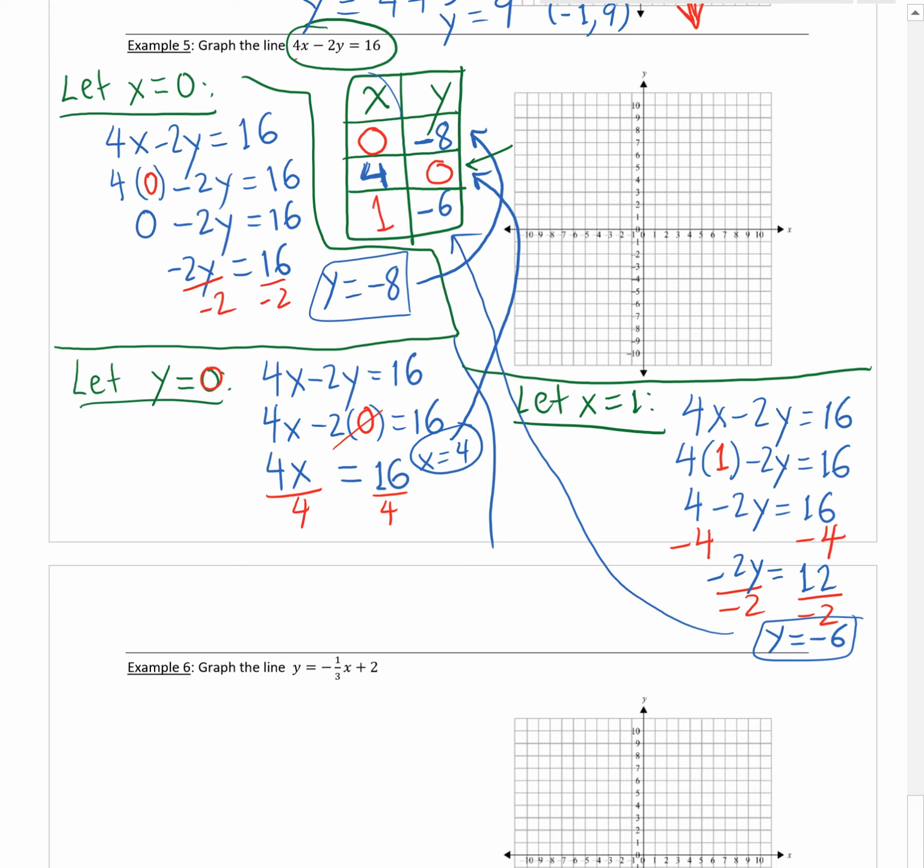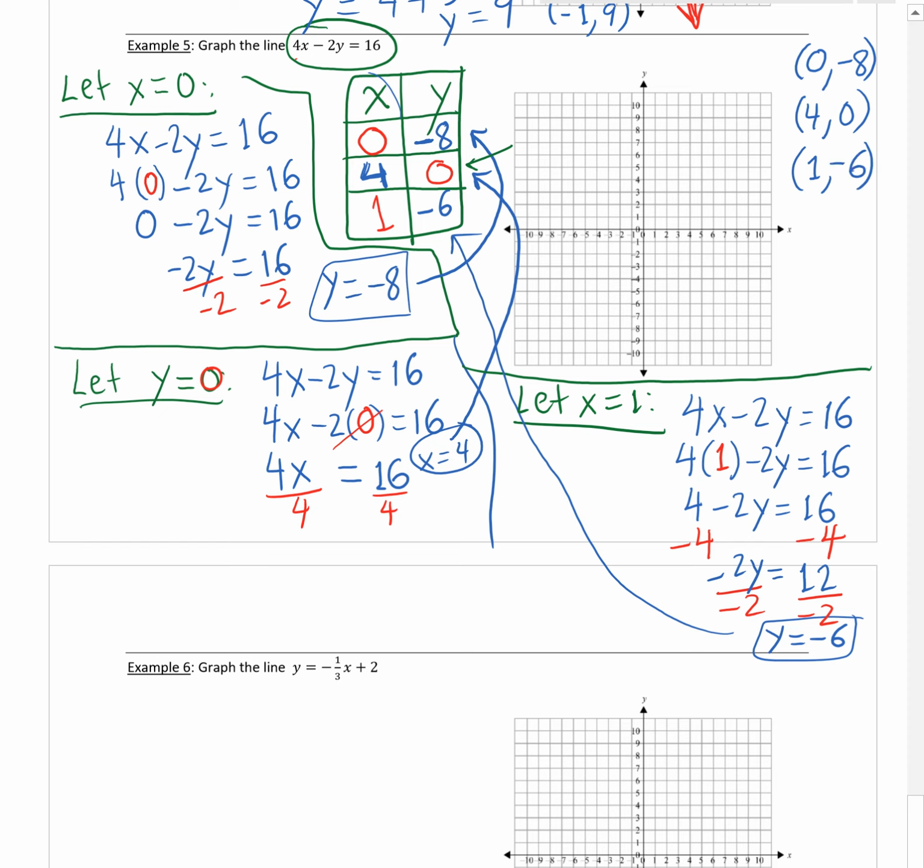Whew, we found 3 points. So you can read all your ordered pairs from left to right. You notice the first row below x and y was 0 for x and negative 8 for y. There's one ordered pair. The next row had 4 for x and 0 for y. There's another ordered pair. The last ordered pair I just found: x was 1, because that's what I let it equal. Then I found that y was negative 6.